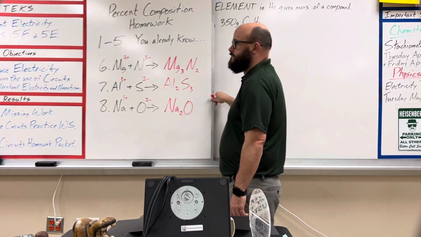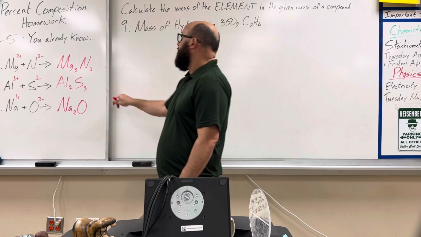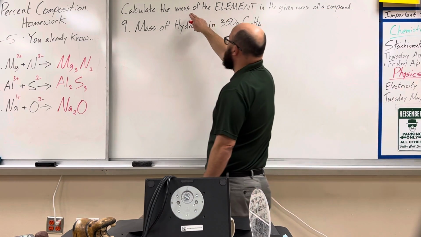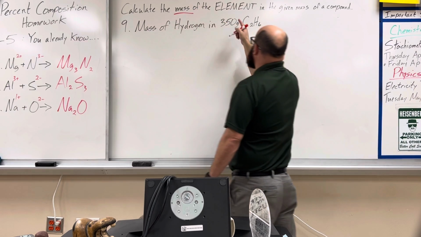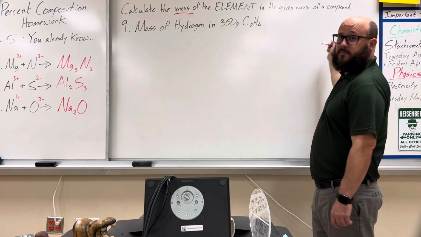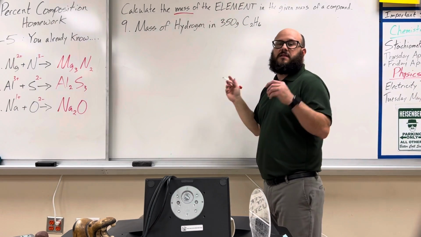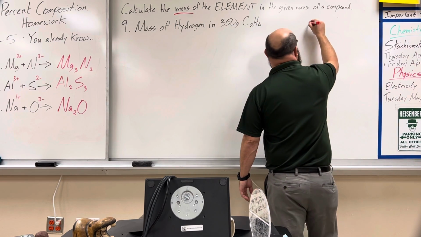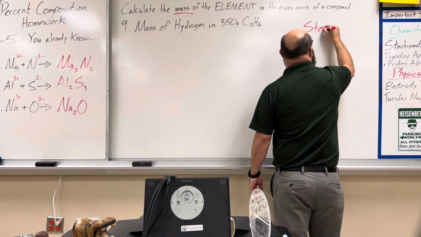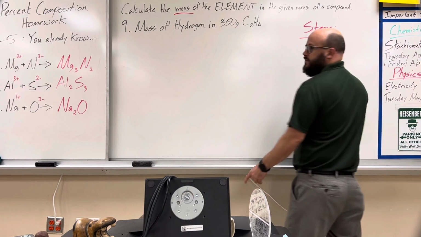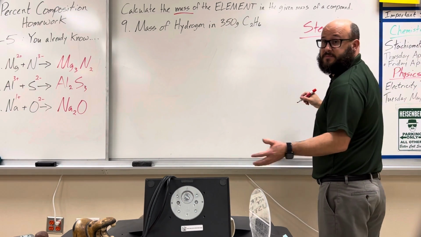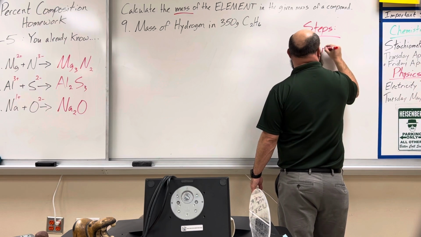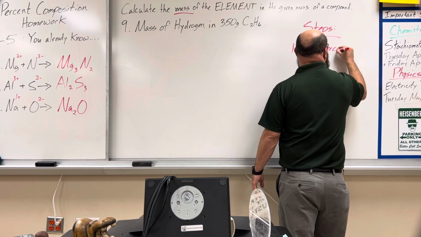After number 8, 9 through 13, you have to find the mass of a particular element within a given compound. This isn't anything new, this is just one more step. So how do we do this? To find mass, our steps. First step, you gotta find the percent composition. So find percent composition for that compound.